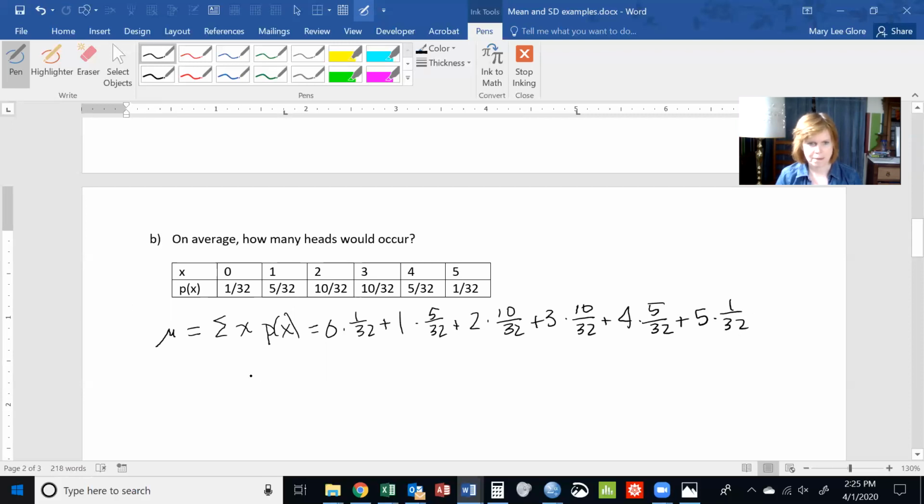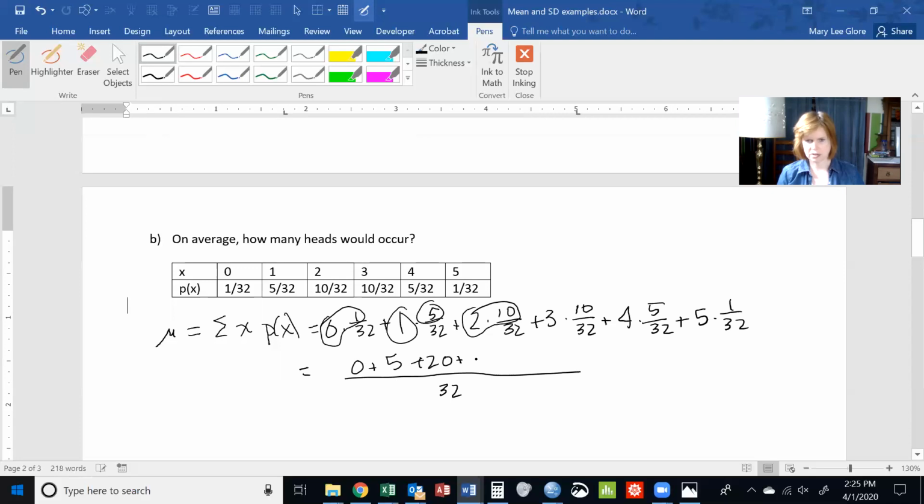Right. So this is all over 32. So I got 0 times 1 here, so 0 times 1 is 0. All right, so plus 1 times 5, that's 5. Plus 2 times 10, that's 20. And then I've got 3 times 10 is 30. Plus 4 times 5 is 20. And 5 times 1 is 5.